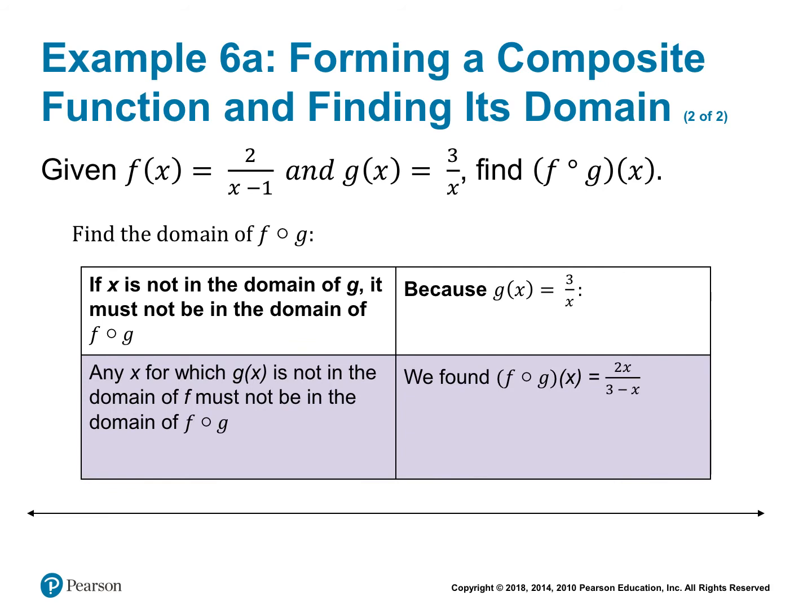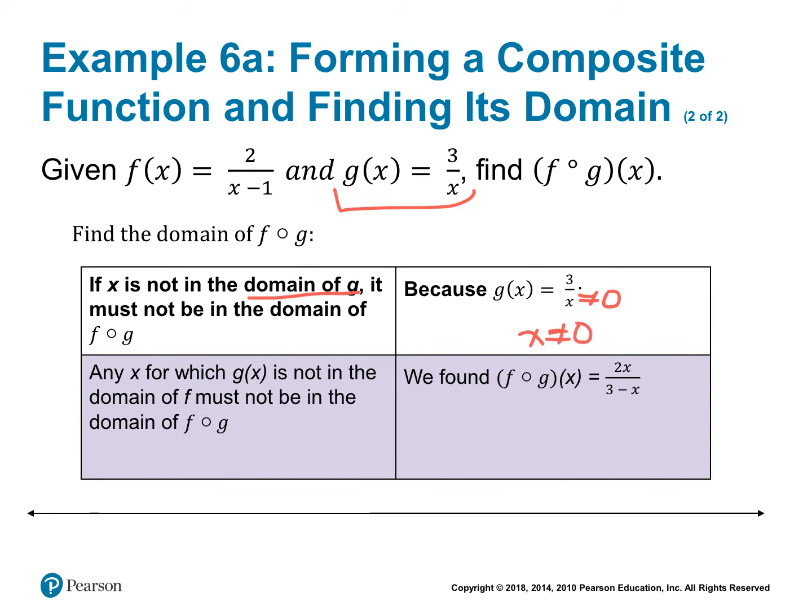Okay, now let's talk about the domains here. So we have some issues because we have denominators and we know those cannot equal 0. So to find the domain of f with g, if you look back at the restrictions a couple slides before this, if x is not in the domain of g, it must not be in the domain of f with g. So let's see what would not work for the domain of g. Just g of x was 3 divided by x. So we know that the bottom cannot equal 0. So x cannot equal 0.